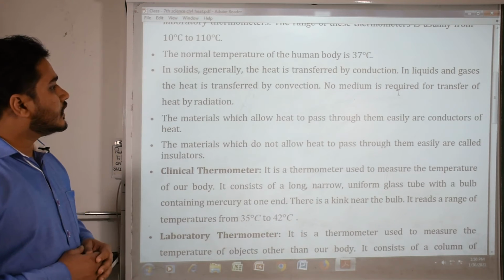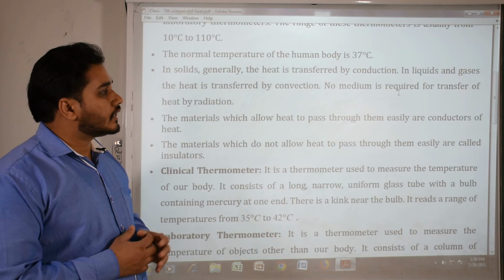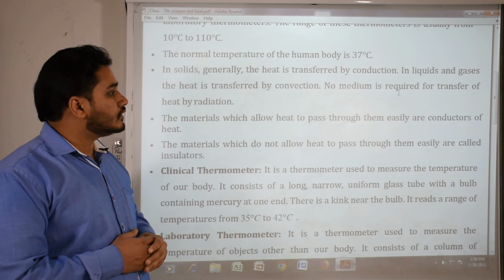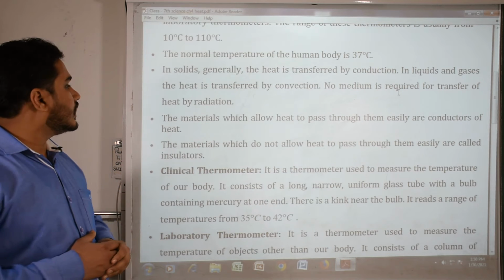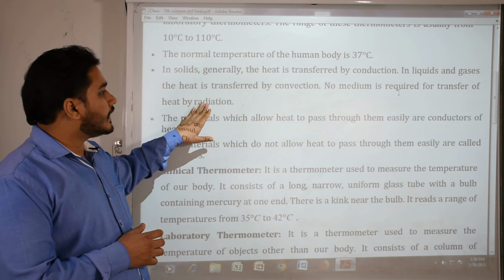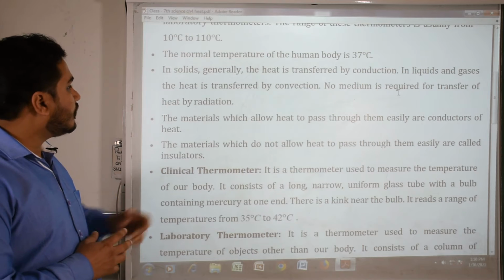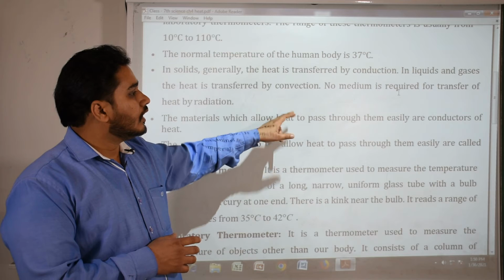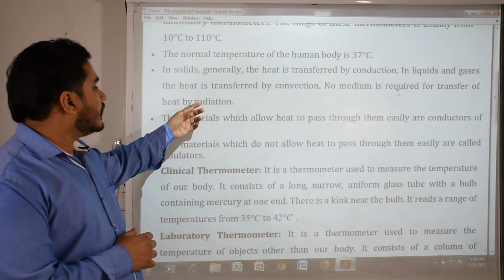In solids, generally the heat is transferred by conduction. In liquid and gas, the heat is transferred by convection. No medium is required for transfer of heat by radiation. So, got the point: solids by conduction, liquid and gas by convection, and no medium is required for transfer by radiation.